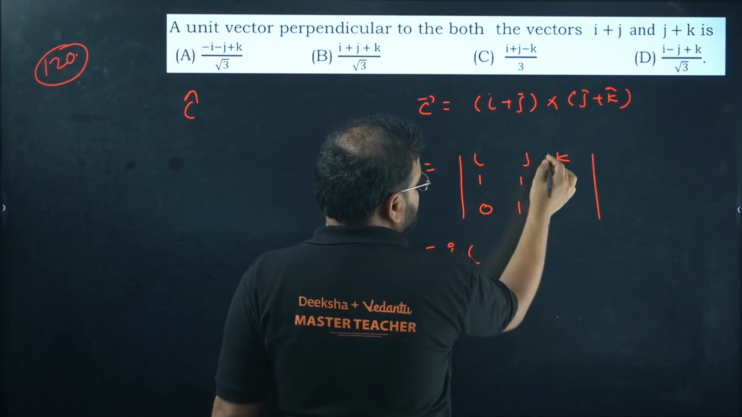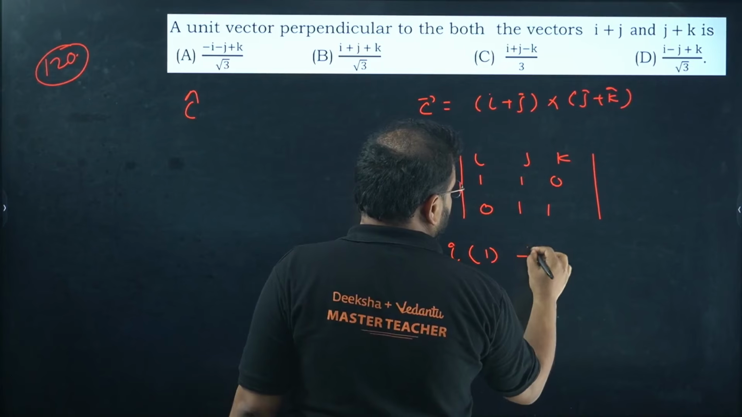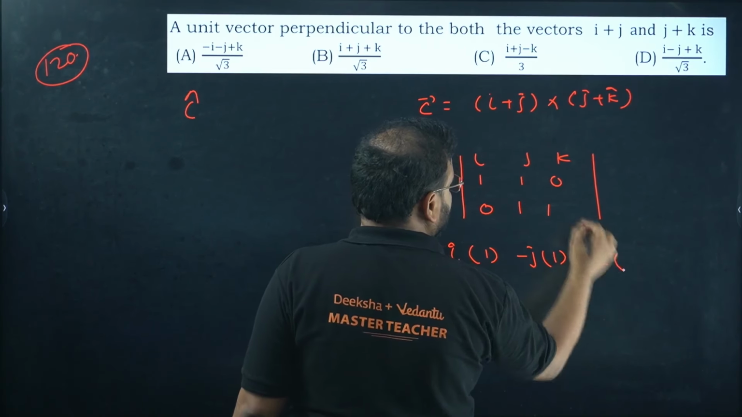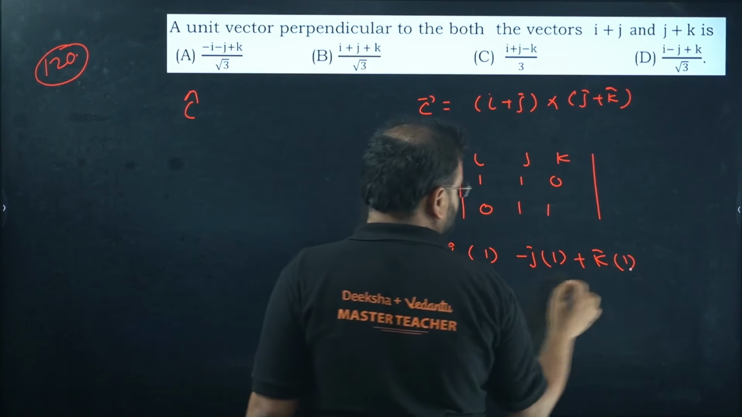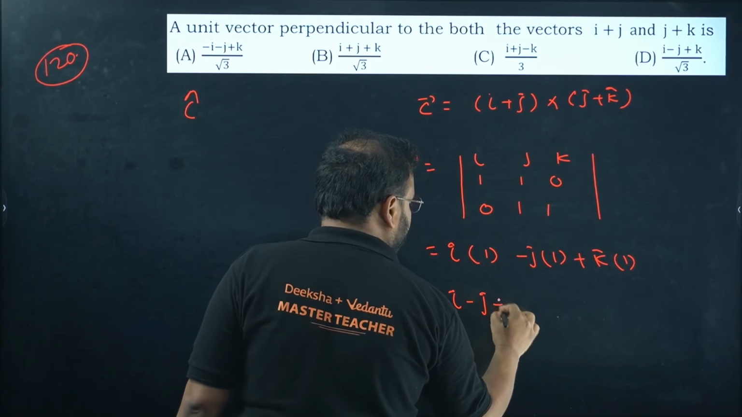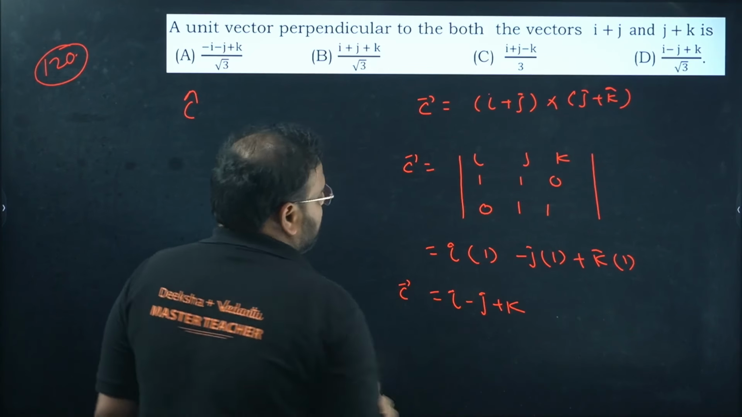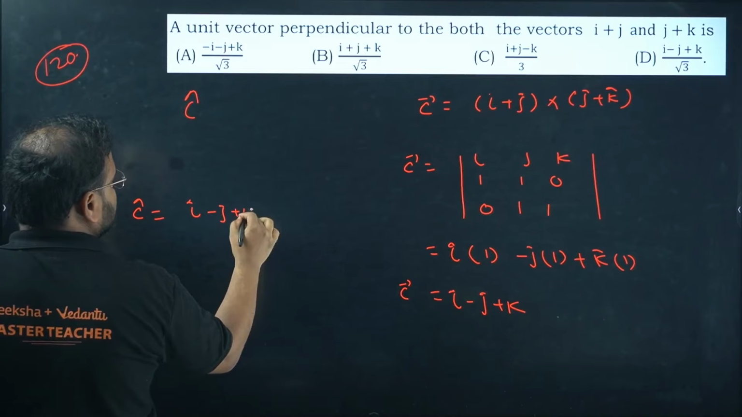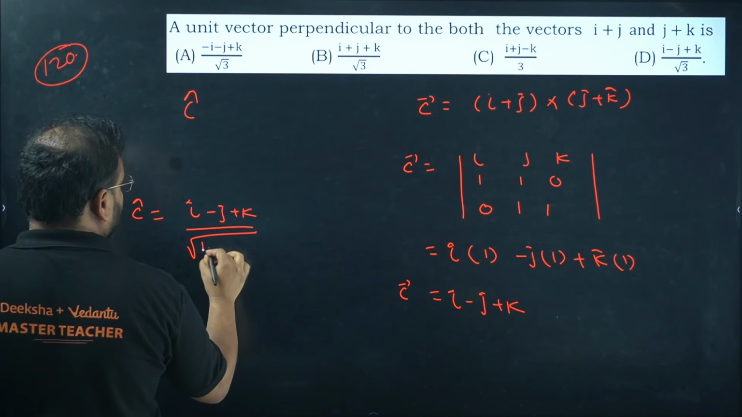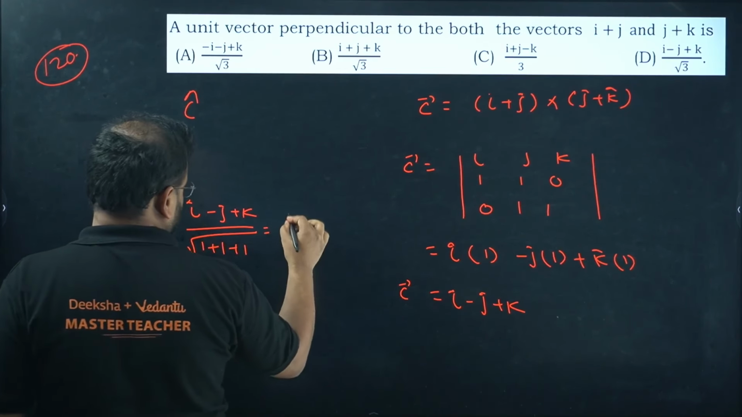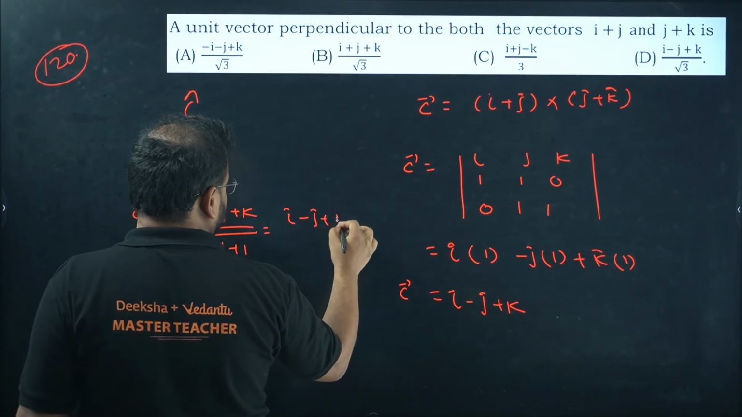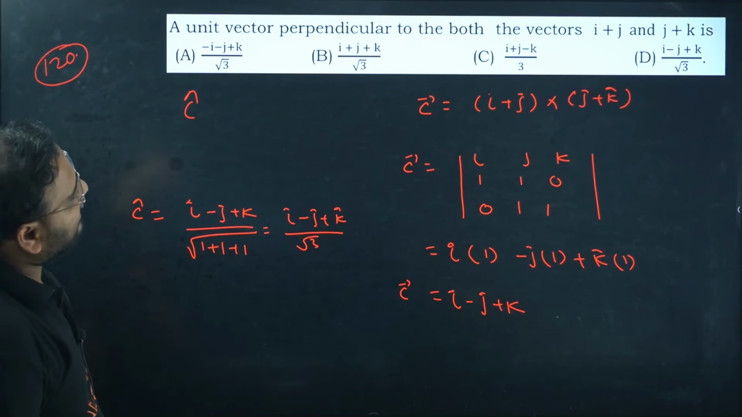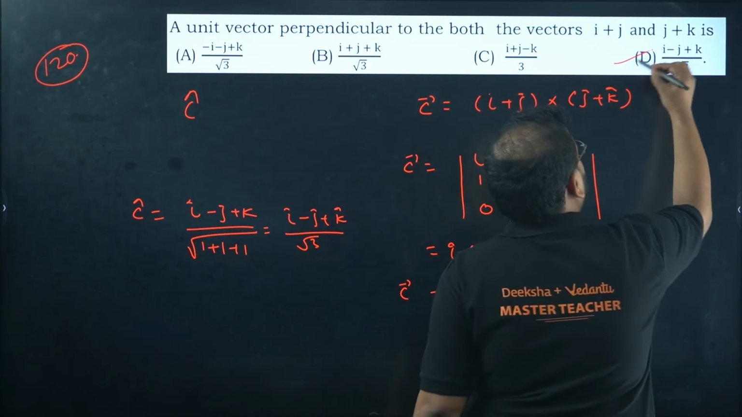Across I, you get 1 minus 0, simply 1. With minus J, you get 1 minus 0, again 1. With plus K, you get 1 minus 0, again 1. So my answer is I minus J plus K, the vector C. But I'm looking for C cap. So write I minus J plus K divided by the square root of 1 plus 1 plus 1, that is, I minus J plus K by root 3. Option D is correct.